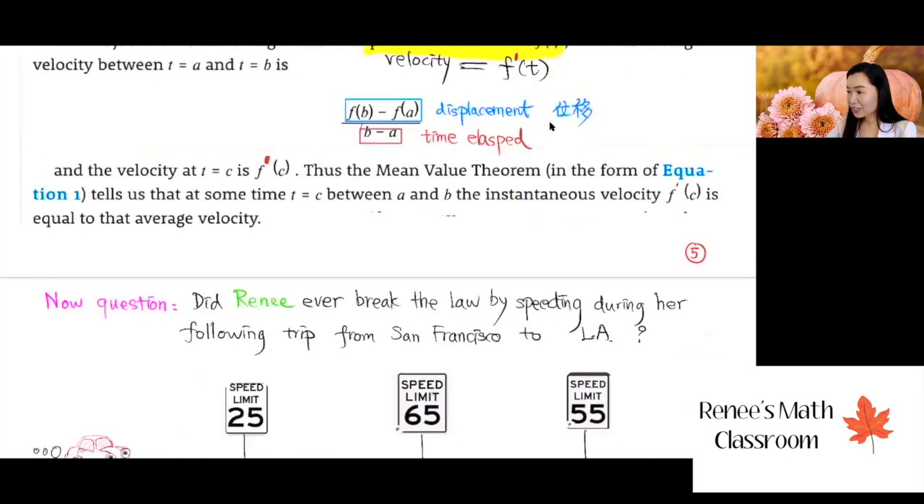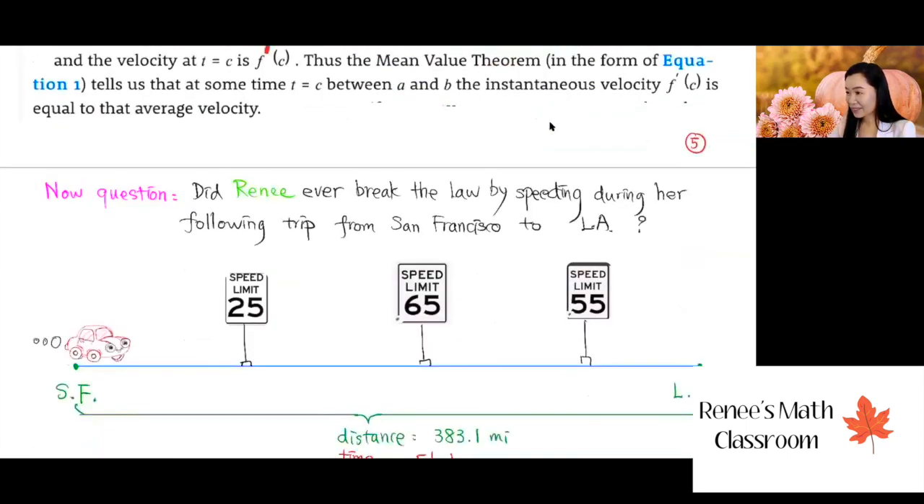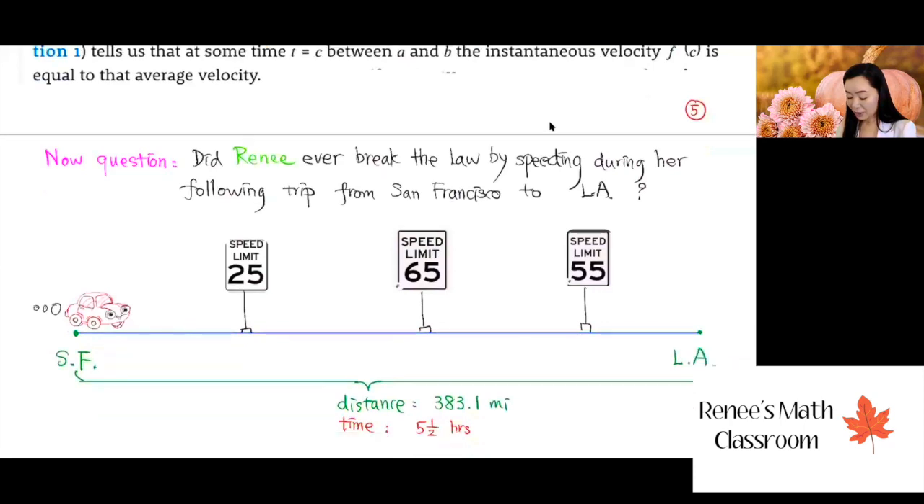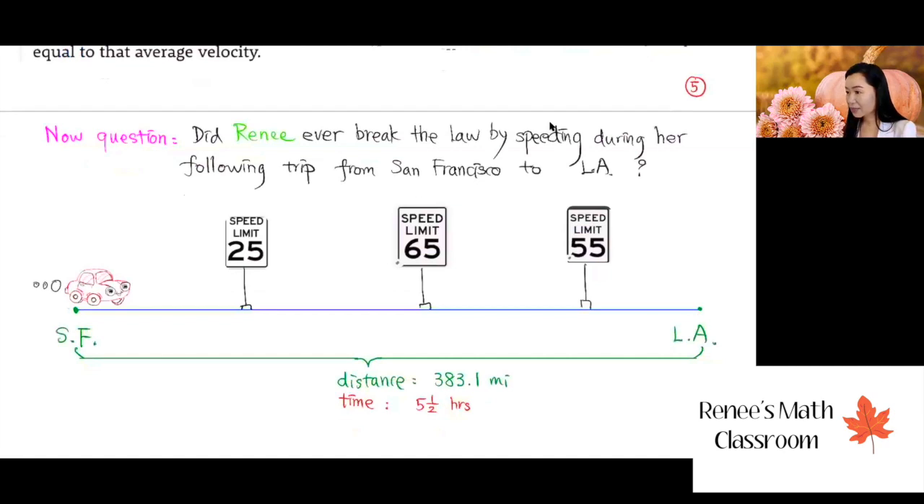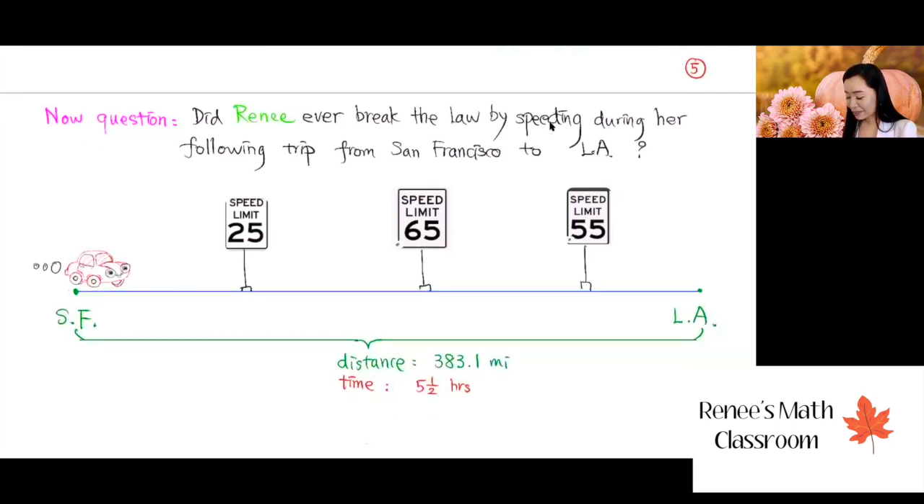So my question for you guys: I was traveling from San Francisco to LA. The distance is 383.1 miles. I actually looked it up on Google. And I finished this trip in 5.5 hours. Do you think I ever broke the law by speeding over the speed limit along the way? What do you think? Will I get a speed ticket? Tell me.